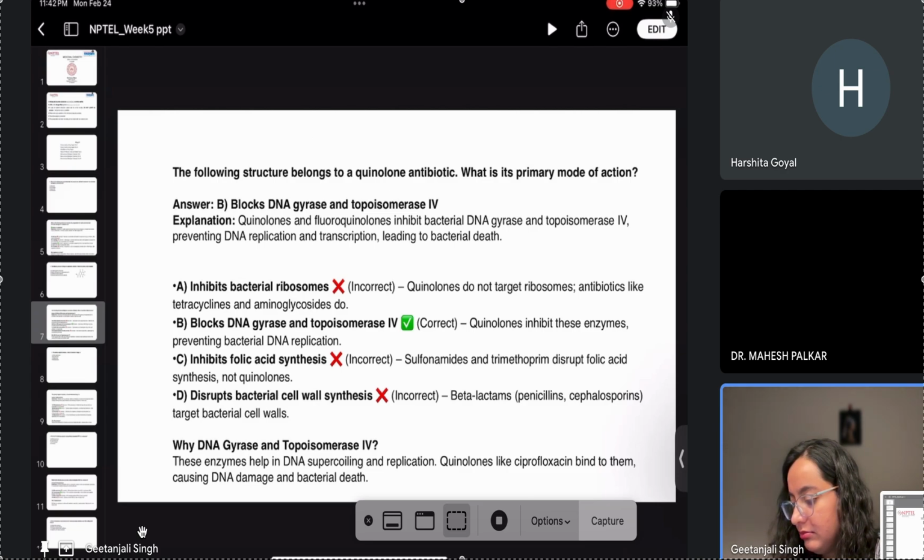And yeah, just to recapitulate, DNA gyrase and topoisomerase 4 are the enzymes that help in DNA supercoiling. If you remember from the last to last session where we discussed the replication of DNA, that's where we discussed supercoiling and replication. So the targets of quinolones are DNA gyrase and topoisomerase 4, like ciprofloxacin.